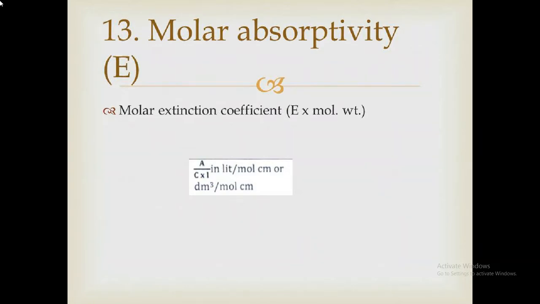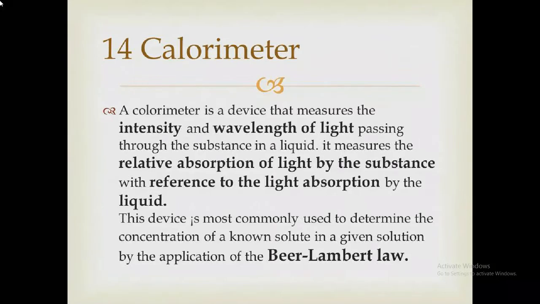Now we are going towards the colorimeter. What is a colorimeter? It is a device that measures the intensity and wavelength of the light passing through the substance in a liquid. It measures the relative absorption of the light by the substance with reference to the light absorption by the liquid. Colorimeter, as the name indicates, is a color meter. Here you need to use a colored solution, and we shine certain light on that solution, and as a result, as I already told, a certain amount of light intensity will be absorbed and the rest will be transmitted. This apparatus is based on this effect only.